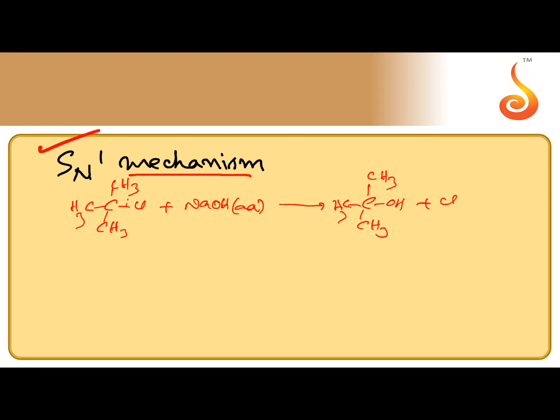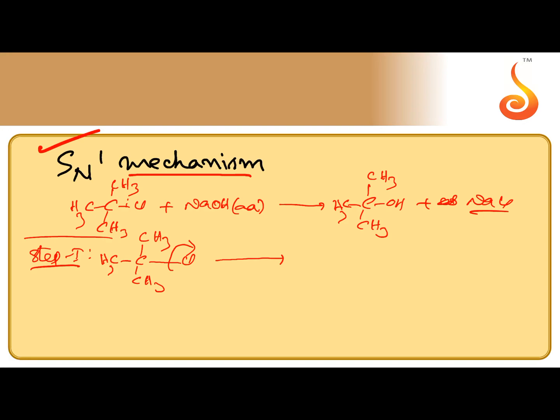So for this you have to explain the mechanism. It takes place in two steps. Step 1, self-ionization of the C-Cl bond. Self-ionization of the C-X bond. On its own, the C-X bond undergoes ionization. That's why this is a slow step, and RDS, the rate determining step. Carbocation is formed. Intermediate carbocation is formed.